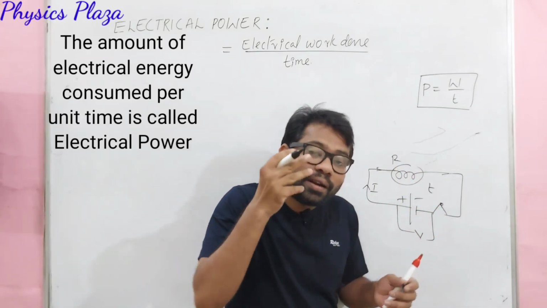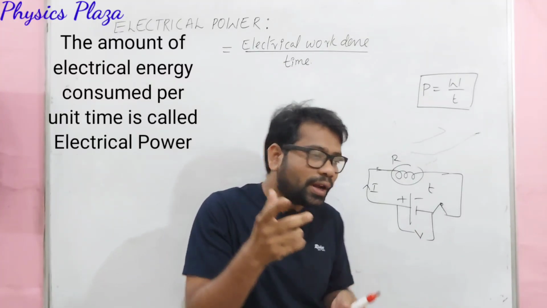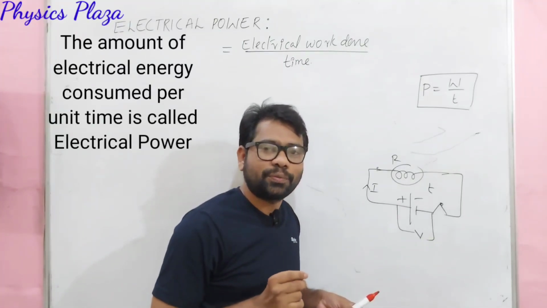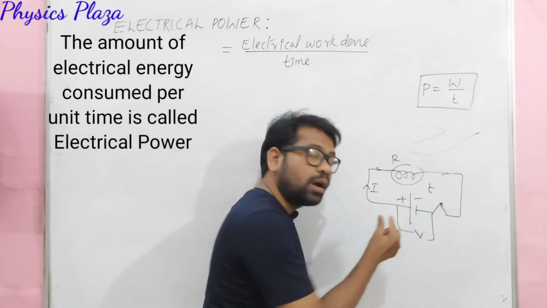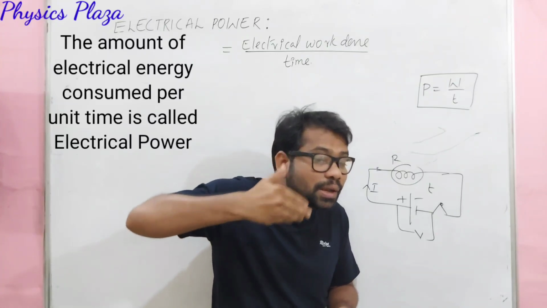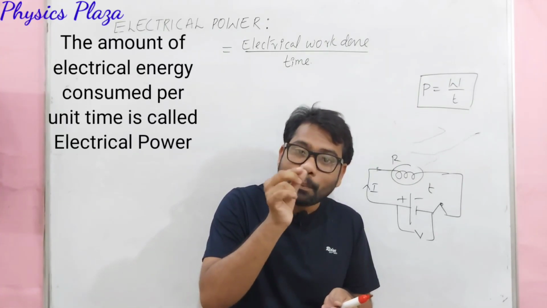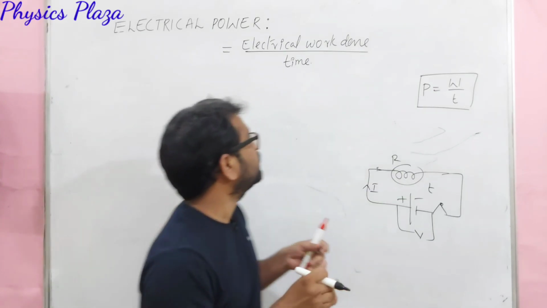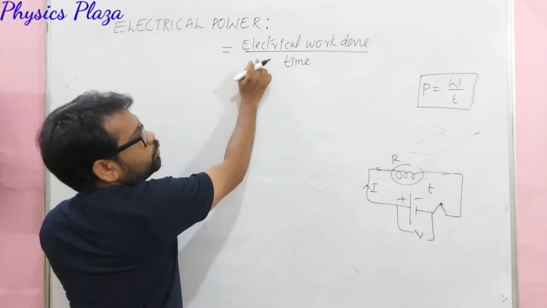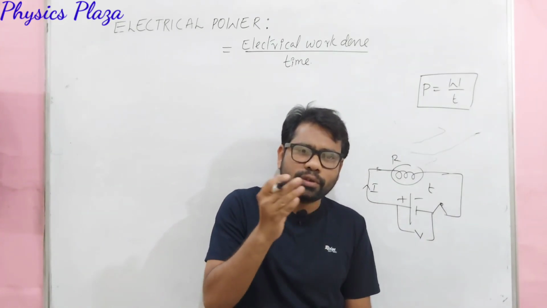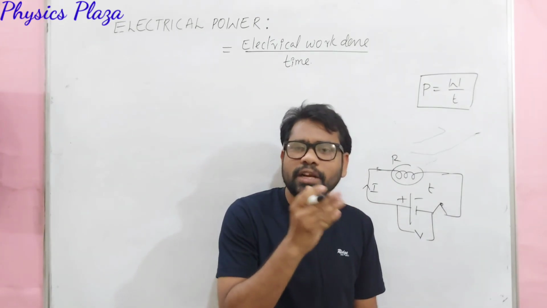So at what rate an electrical appliance can consume electrical energy, or at what rate a power source can supply electrical energy, that we can call electrical power. What is electrical power, dear children? It is the rate of doing electrical work. Rate of doing electrical work only we can call electrical power.